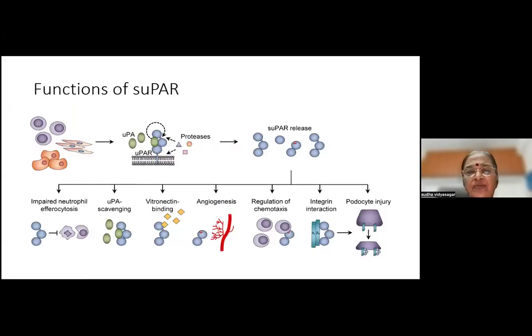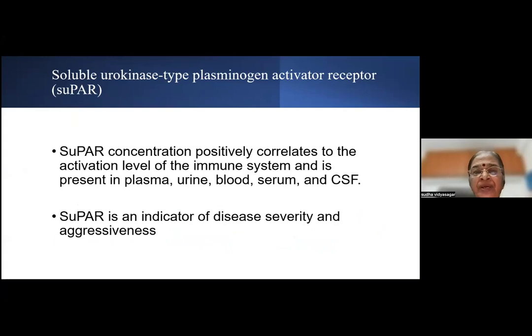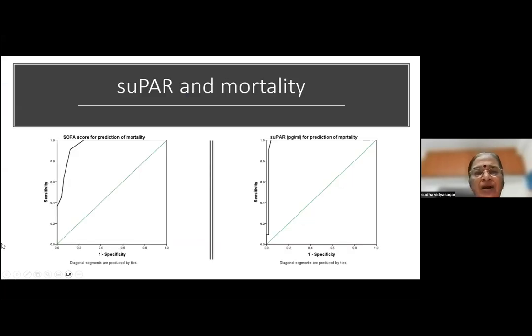And if you look at the functions of SUPAR, you will find that it's got many functions. It's got a neutrophil function, scavenging function, angiogenesis, regulation of chemotaxis, etc. Many things are there. And it shows you that the immune system is activated. That's all it tells you. So it shows you that the immune system is inflamed, activated, whatever, and can be an indicator of disease severity and aggressiveness. So again, if you see the ROC for the SUPAR, it is good for predicting mortality. So it's a good thing for telling you the aggressiveness or the degree of activation of the immune system.